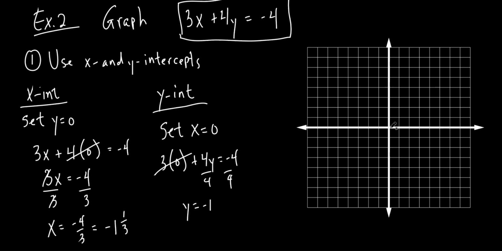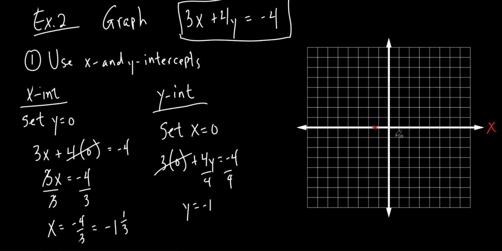Negative 1 1/3. Remember, this is the x-intercept, so it's crossing the x-axis. Okay, this one is the x-intercept, this one is the y-intercept. So this is going to be negative 1 1/3. Again, I have to guess where a third is, okay? I can't be super accurate with that, but that's okay. That's a pretty good guess right there. There's negative 1 1/3.